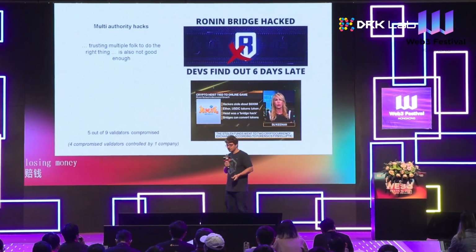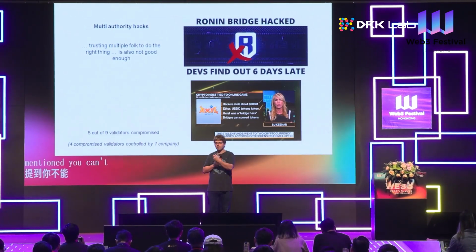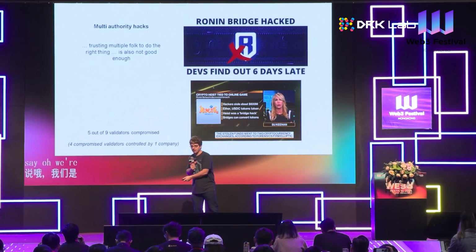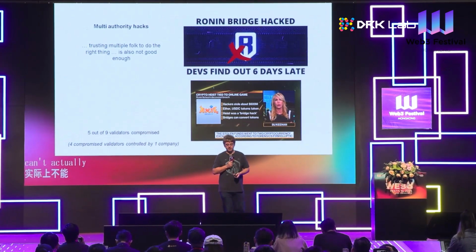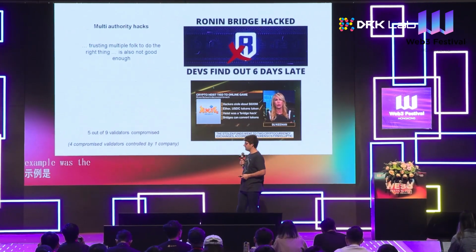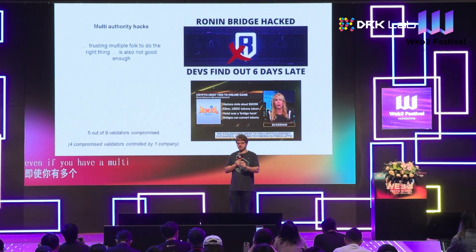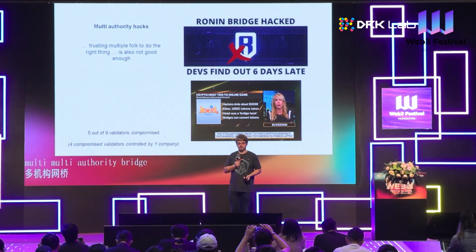Now, another issue is that, as I mentioned, you can't audit these systems. So sometimes a system will say, oh, we're a multi-sig. But you can't actually verify whether they are a multi-sig or not. So one example was the Ronin Bridge. They lost $600 million. 5 out of 9 validators got compromised. 4 of the validators were just one company. So even if you have a multi-authority bridge, it could just really be one authority under the hood.